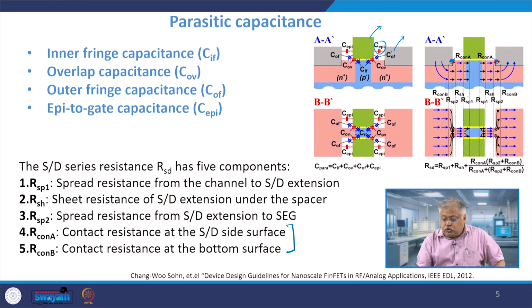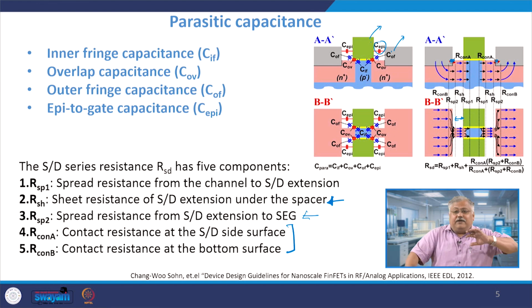Then you also have this sheet resistances occurring. You see, this is the sheet resistances which is occurring because of the channel region which is not under the gate, it is in the spacer area. That also contributes to the total resistances in the region, and that is the region I have shown here as the sheet resistance, this one, right. Then of course, the spread resistance from the channel to source drain extension region, and finally the spread resistance from the source drain to the SEG layer, right.